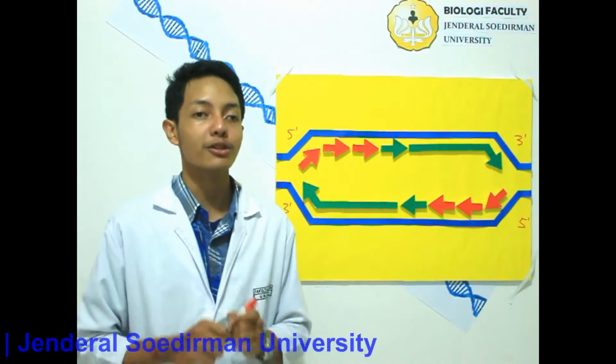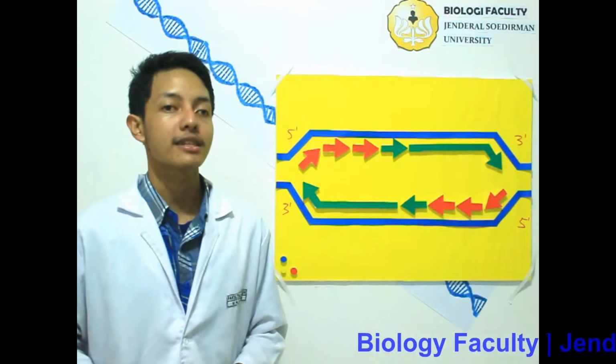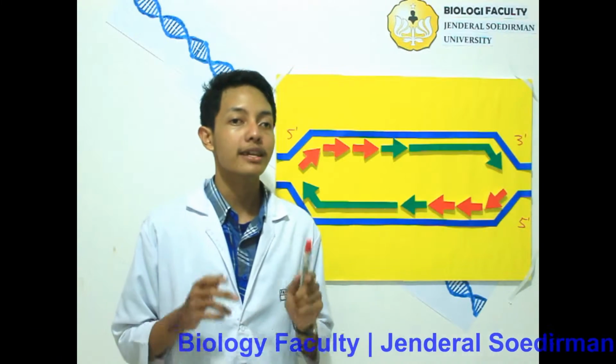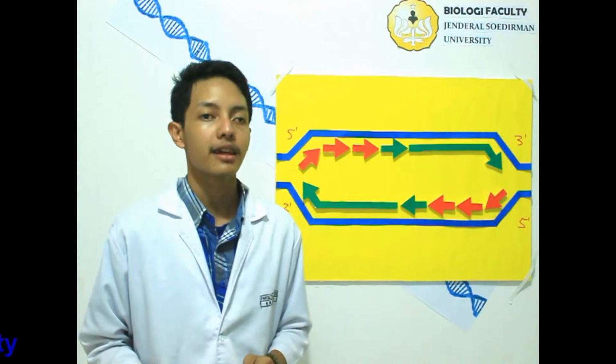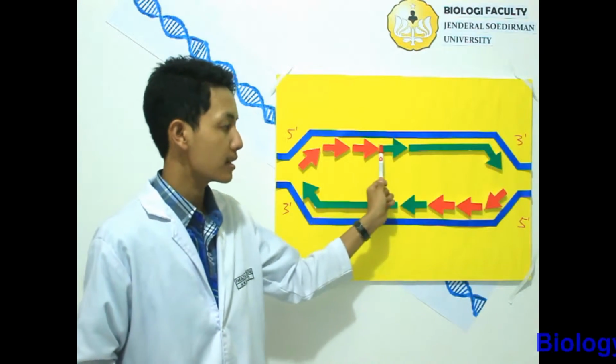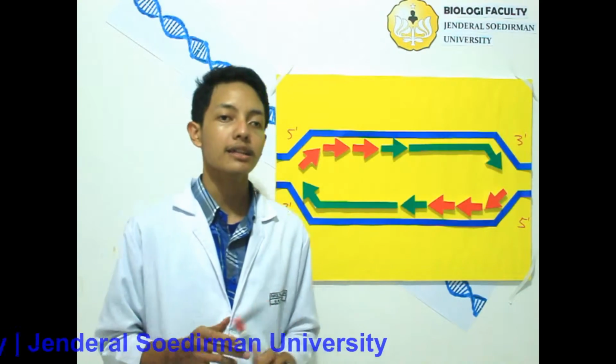Because of that, there will be two kinds of synthesis process. The first synthesis takes place continuously, so they call it the leading strand, and the other one takes place discontinuously, so they call it the lagging strand. And then, how can the lagging strand take place in pieces?